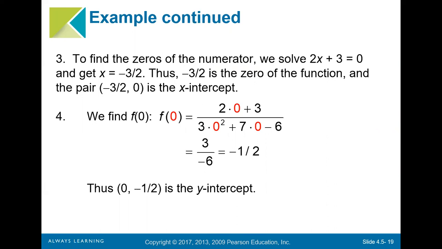Now let's talk about finding the intercepts again. If I let x equal 0, that means everywhere I see x in the function, I plug in 0. And what do I get? I get 2 times 0 plus 3, which is 3. 3 times 0, 0, plus 7 times 0, 0, minus 6. So that leaves me -6. And then we divide it out, and now I've got -1/2. So that ordered pair, because I plugged in 0 for x, is (0, -1/2). So that's where it's going to cross the y-axis somewhere. The function's happening there somewhere.